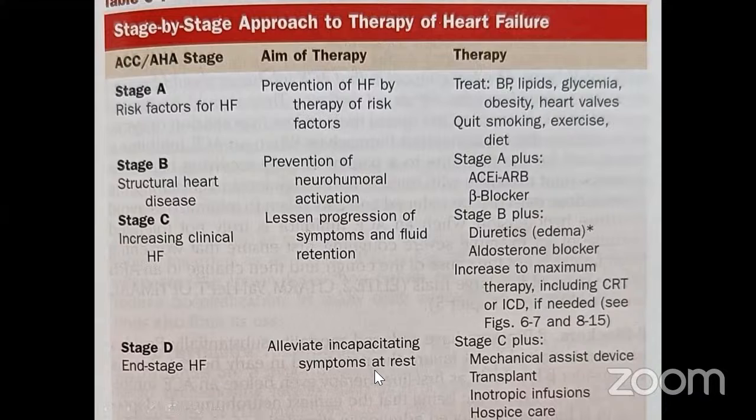Stage D is end stage, where we try inotropic infusions and start digoxin also, so that it will increase the inotropic effect without increasing the heart rate, and it will also increase the urine flow. Because of these small benefits, we try to use digoxin at the third or the fourth stage.